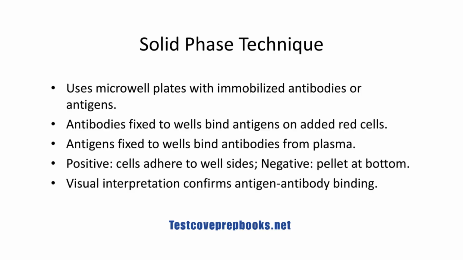After a washing step to remove unbound components, indicator red cells are added, which attach to the bound antibodies, completing the reaction. The results are interpreted visually. A positive reaction is indicated when cells are seen adhering to the sides of the microwell plate, confirming that antigen-antibody binding has occurred. Conversely, a negative reaction is observed when a pellet of red blood cells settles at the bottom of the well, indicating that no binding took place.